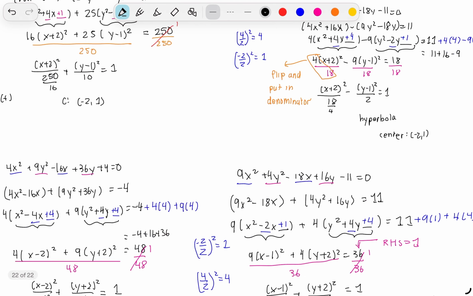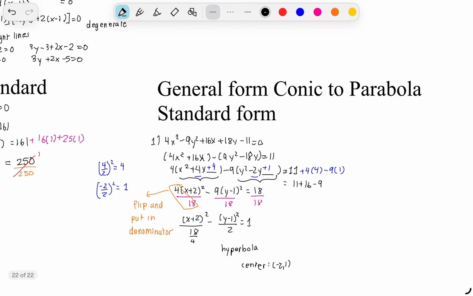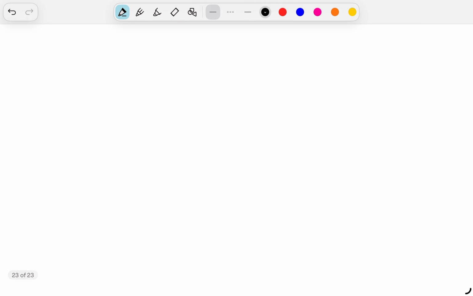Now let's move on to working on parabolas. Let's say we have x squared minus 6x plus 8y plus 5 is equal to 0. We want to isolate the x terms. So you're going to have x squared minus 6x is equal to the right-hand side. You're going to complete the square for x.